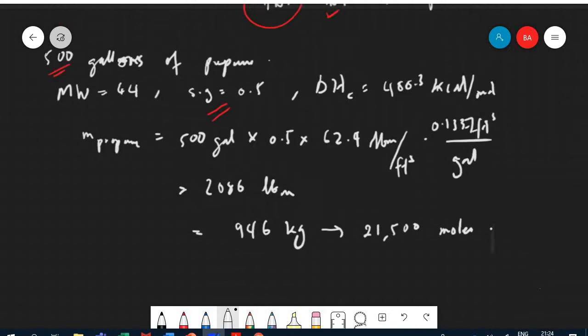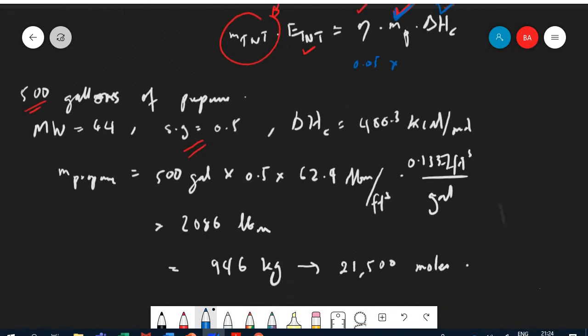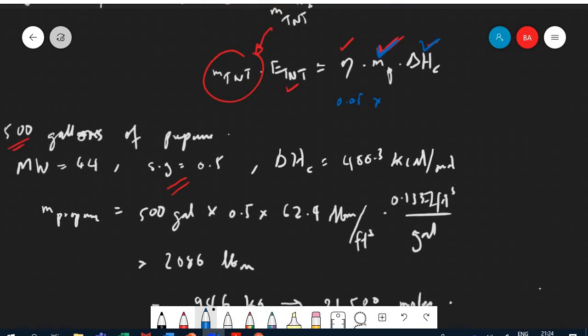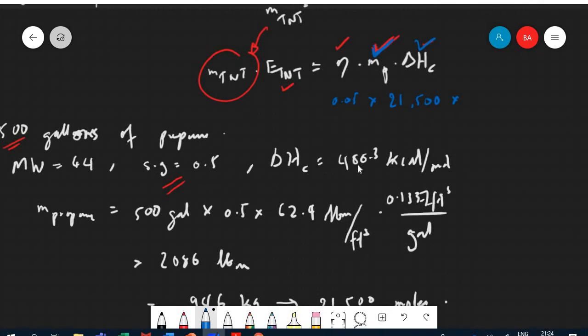Okay, now this is ready for us. We have the right hand side. I have 0.05 multiplied by MP, which is 21,500, multiplied by delta heat. I already have it here, it's 488.3 kilocalories. Okay, so that is in kilocalories.